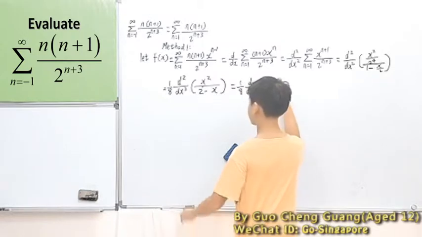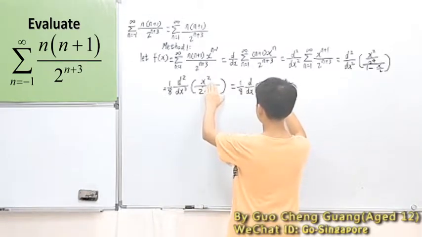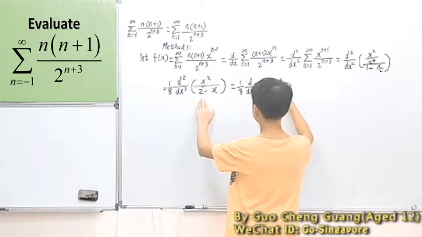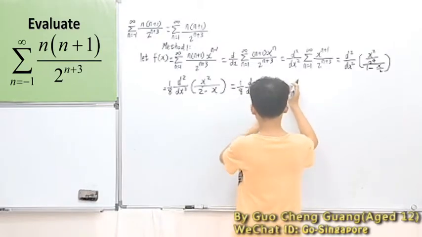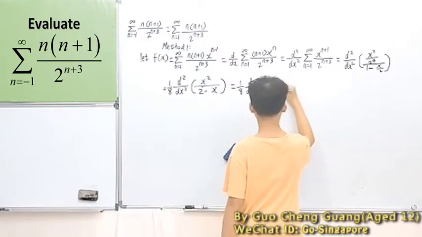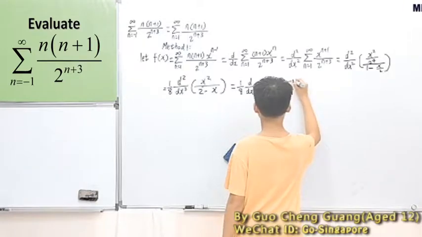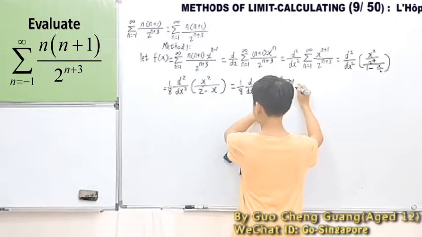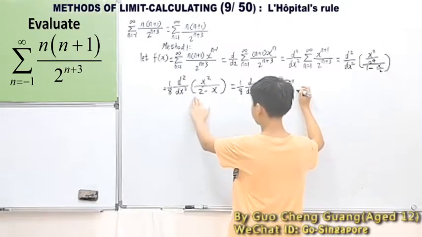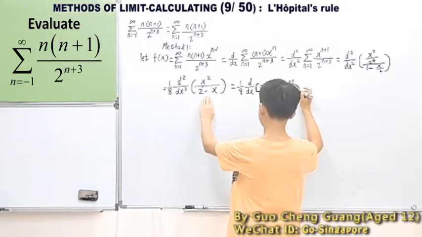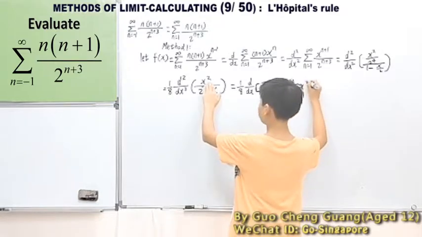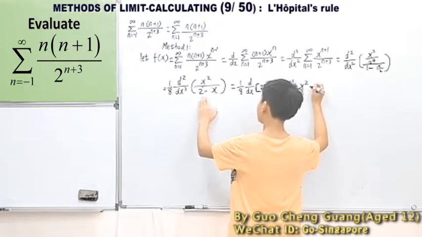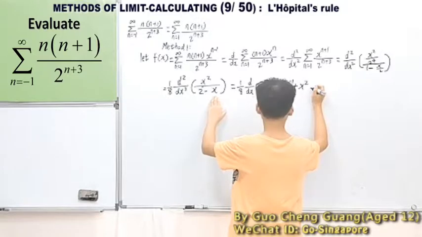So let me differentiate this once. So here you have 2x. But here, let me just write it in power form. I don't want to make myself confused. Okay, so this is first. Then the second, so plus this. So here's x squared. Then down here, 2 minus x.